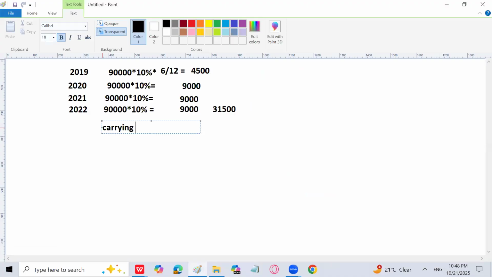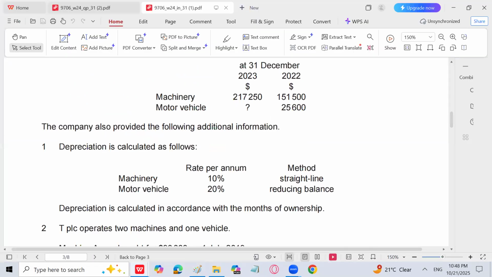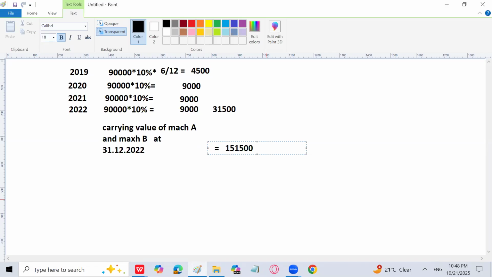Carrying value of both machine A and machine B at 31st December 2022 is going to be how much? That is given in the question. Let me show you. That is 151,500. That is the carrying value of machine A and B together. If I subtract the carrying value of machine A out of this, I will get the answer.